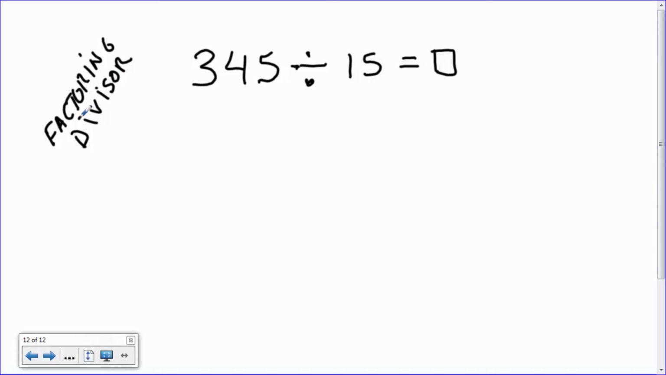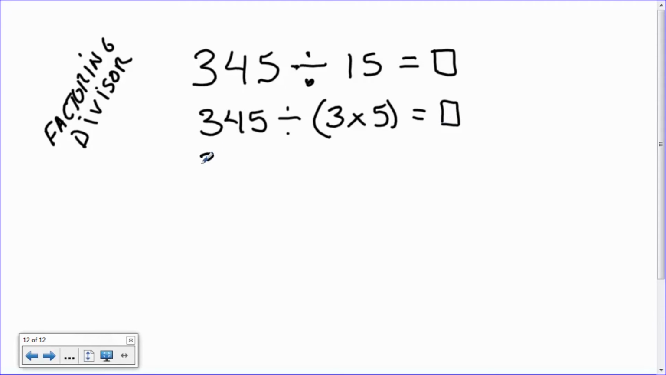So take 345. What I might do is write this as 345 divided by, let's say 3 times 5. And by taking 15 and factoring it into 3 times 5, I'm going to change this problem to 345. First, I'm going to divide by 3. Then later, I'm going to divide by 5.